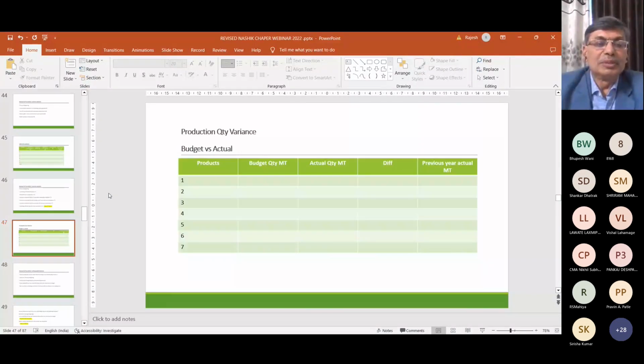Production quantity budget, the variance will be, the budget will be compared as against actual. So what is actual as against what was envisaged in the production budget, what is the difference, and the previous year actual can also be put over here.